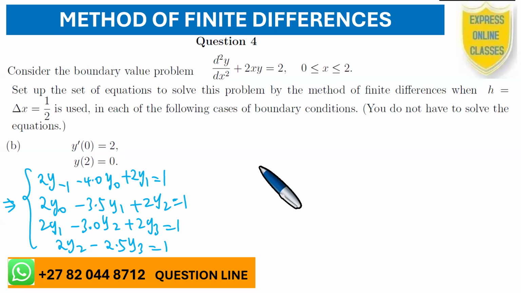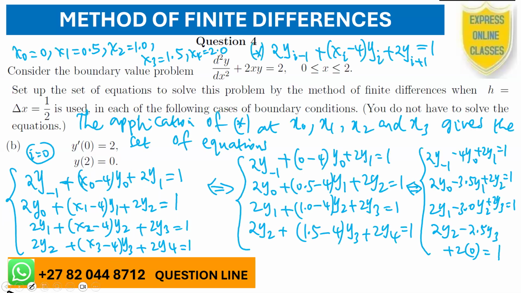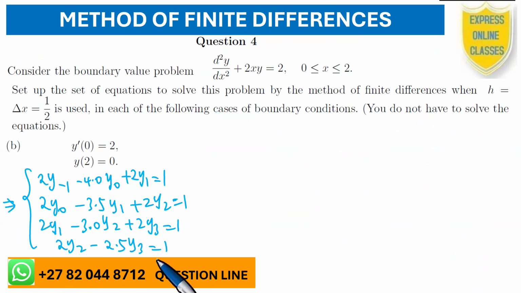Right. In continuing, we are solving this problem. The equations are visible. We have these particular equations. We've solved them. For example, if you look at the bottom equation, 2y2 and then 2 times 0 gives us a 0. You have 2y2 minus 2.5y3 equals a 1. This is it.